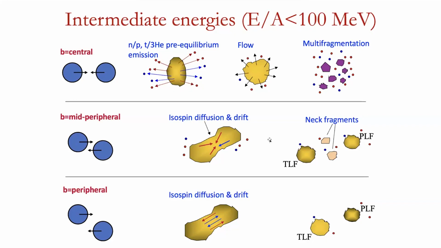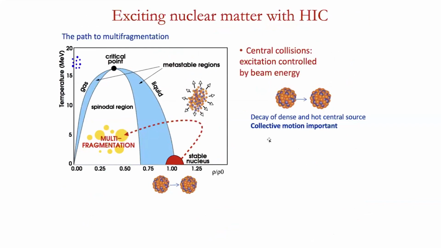peripheral collisions, you do not have anymore the formation of a significant neck. But you have other phenomena that we call isospin diffusion and drift between projectile and target, and also the isotopic composition of these two at the end is sensitive to the symmetry energy. I will show you how this works in experimental data.